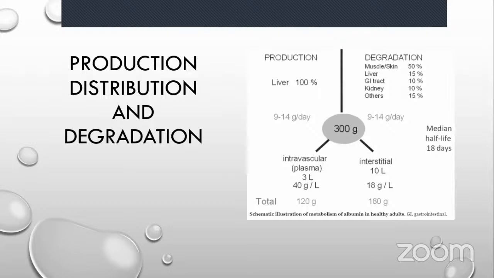Now, there's increased concentration per liter of albumin intravascularly. You can see it is 40 grams per liter. And if you have 3 liters in the plasma, the total is 120 grams, okay? When you look at the interstitial fluid, there is less concentration of albumin per liter. However, because of volume of distribution, we have 10 liters. We eventually have 18 times 10, which is 180. That's why we saw that only 40% is intravascular, and then the 60% is in the interstitium, okay?